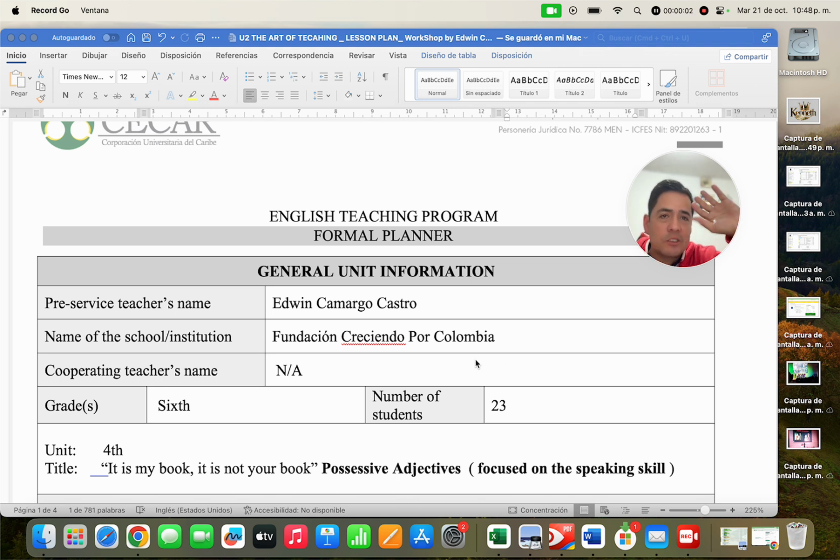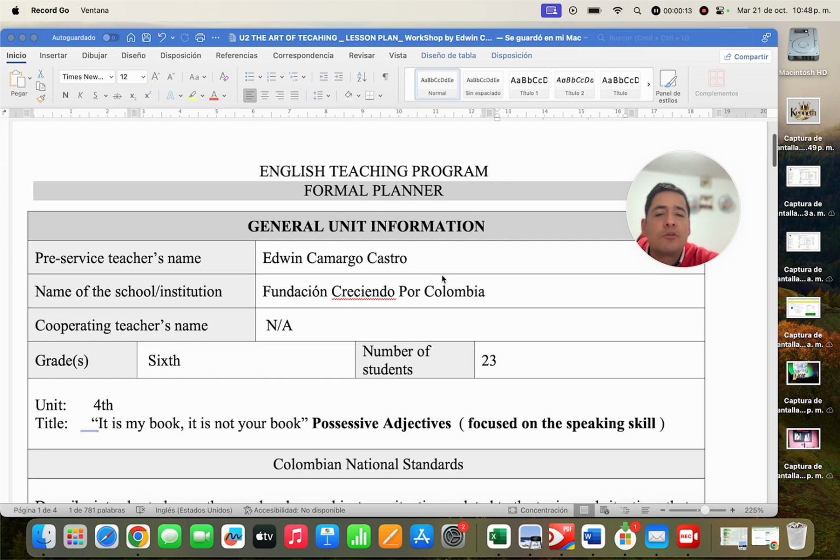This is Edwin Camargo speaking, and I am showing you my Unit 2 task. This is a workshop where we have to complete a lesson plan.